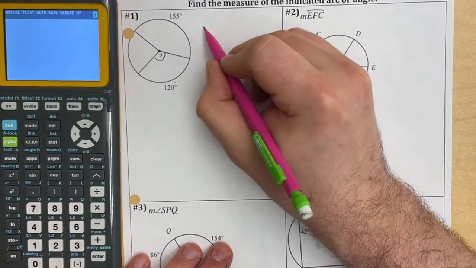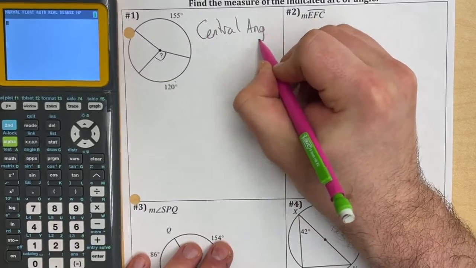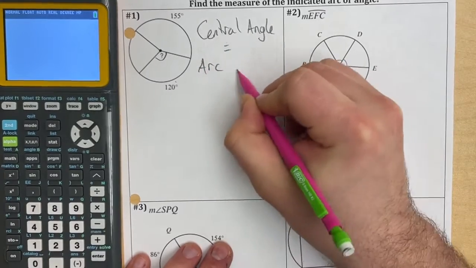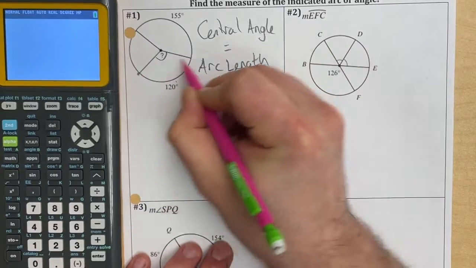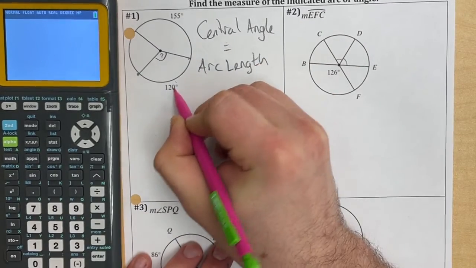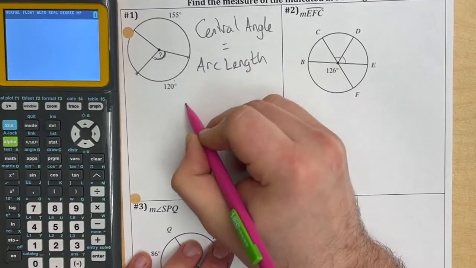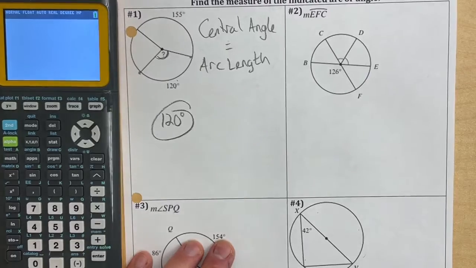And so we know that this is going to be our central angle, which is equal to the arc that it is associated with. So we're saying from this point to this point is 120 degrees. That means this central angle is also going to be 120 degrees.